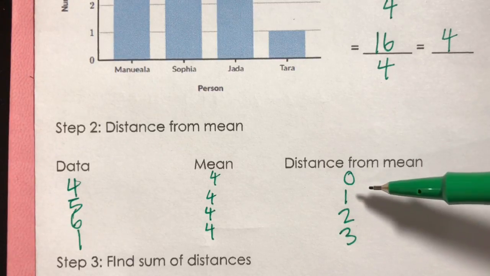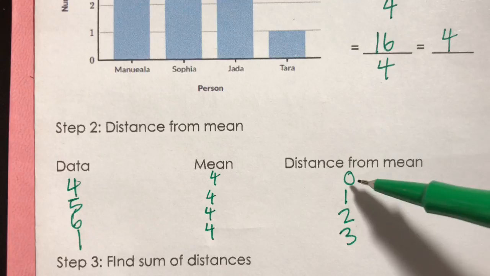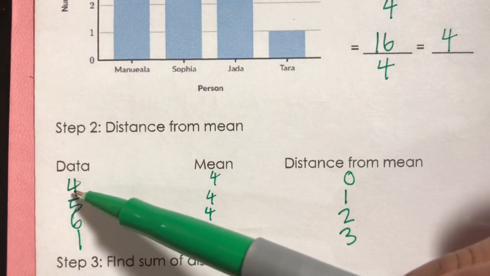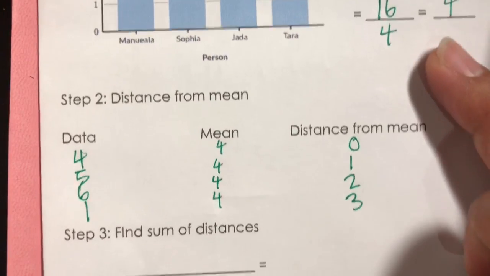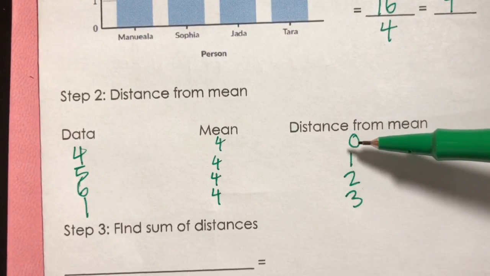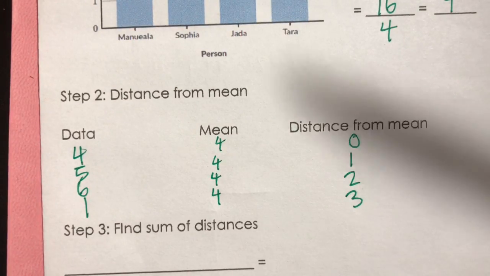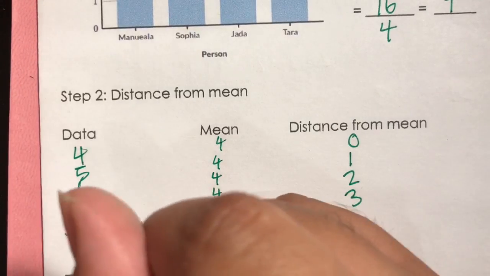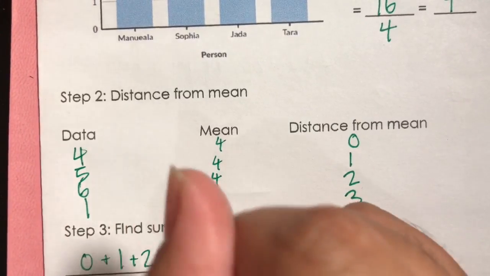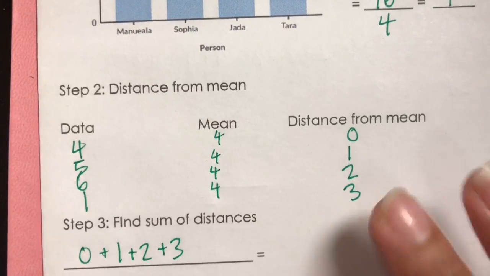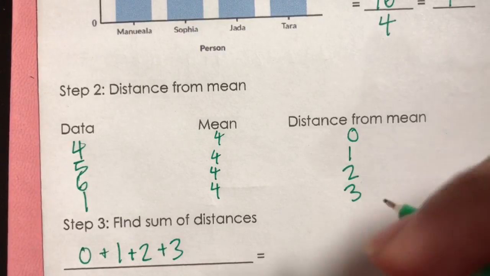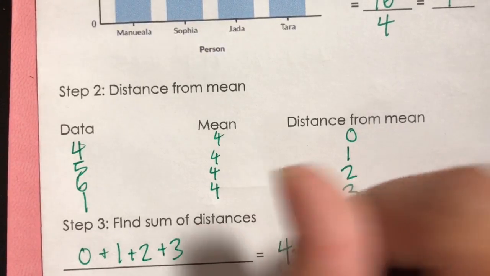Okay, now that we've figured out the distances from the mean and the data, we can figure out step 3, which is to find the sum of the distances. So we have 0, 1, 2, and 3. So we need to add those all together. 0 plus 1 plus 2 plus 3. Now, here's where some people, well, first of all, let's not jump ahead of ourselves. So we have 0 plus 1 plus 2 plus 3, which equals 4.